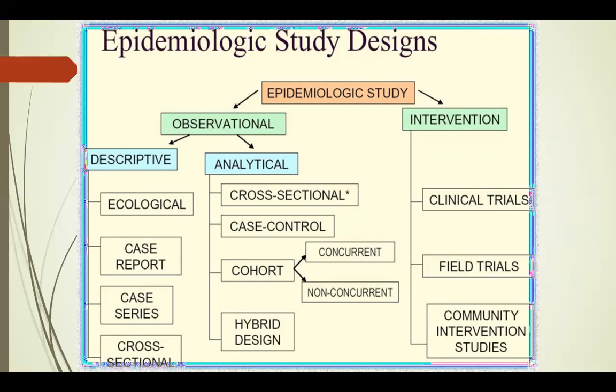For interventions, you can have clinical trials, field trials, community interventional studies. These all have to be incorporated in the main study of epidemiological study design. So they have to design like this. First, epidemiological studies: observational, second, interventional. In observational, further descriptive, analytical; ecological, case reports, case series, cross-sectional; analytical, cross-sectional, case control. So these all have to be designed accordingly when they are going to study in epidemiological study design.